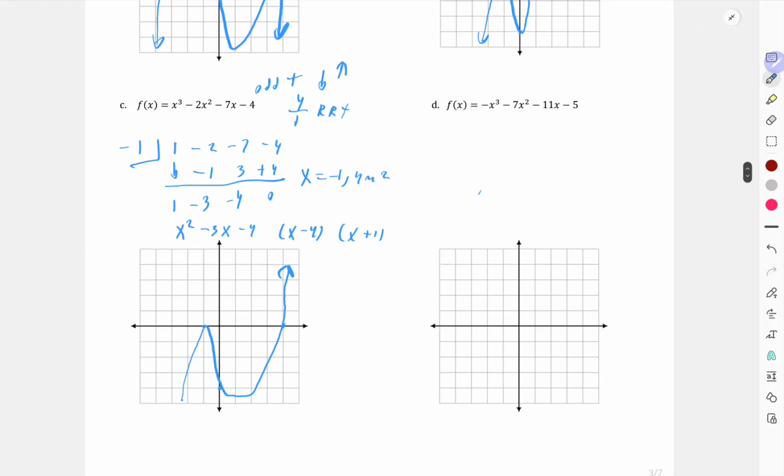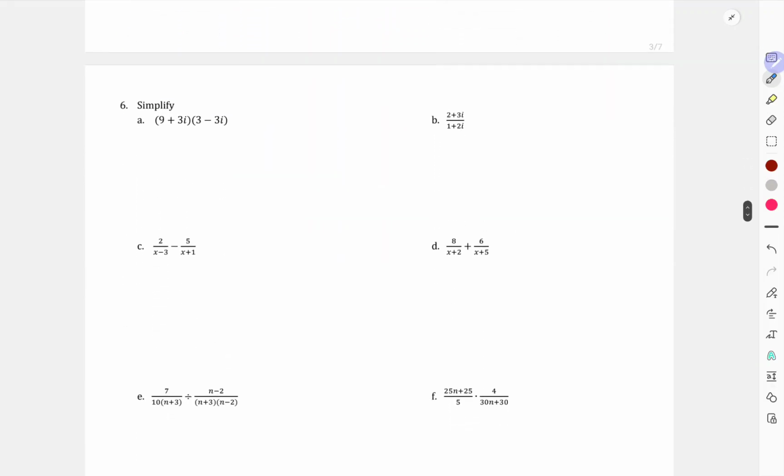Actually, -1 is the one with the multiplicity of 2, because of the reason when you factor it. I'll explain that later. But now, when you move on to simplifying these complex numbers, let's do this example.